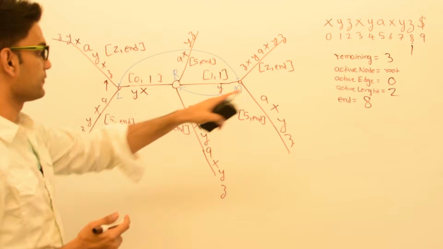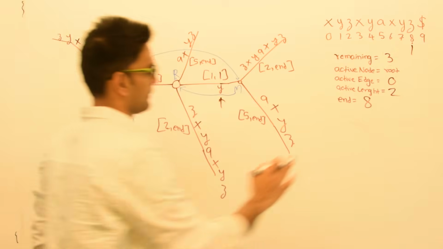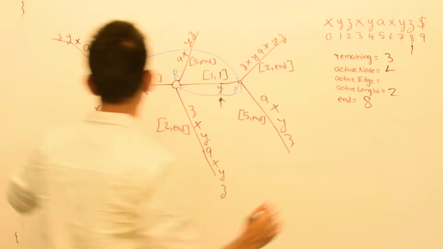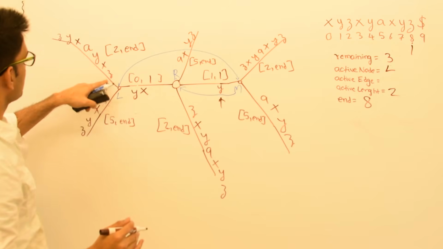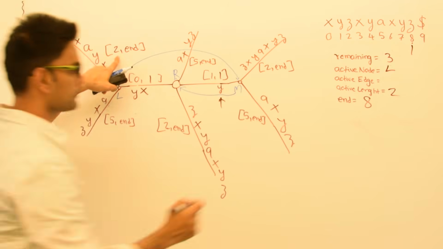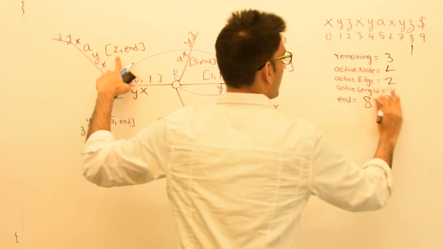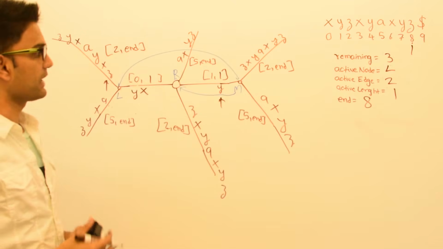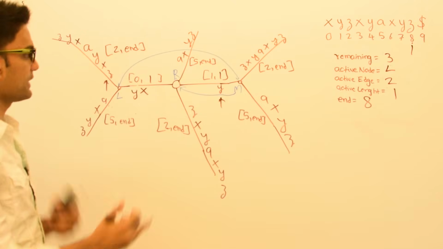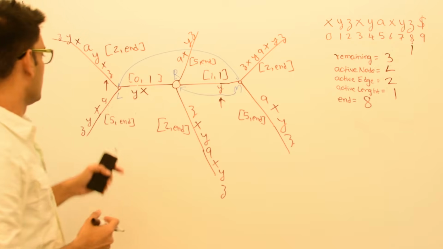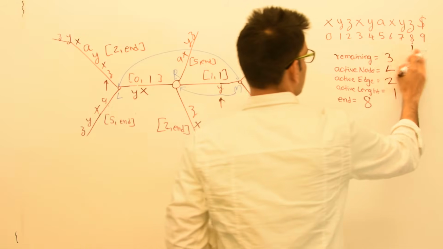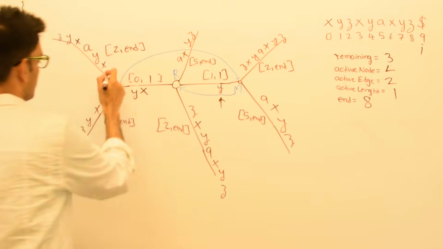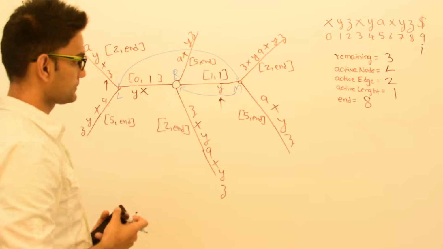So now my active node becomes L. And my active edge becomes the start of this edge, which is 2. And my active length becomes 1. And this is a rule 3 extension, so again it's a showstopper, so we stop at this point and start the next phase. So I becomes 9. So this is where our next phase will start from.